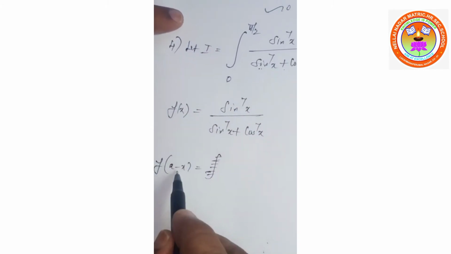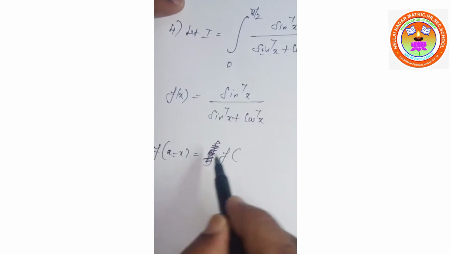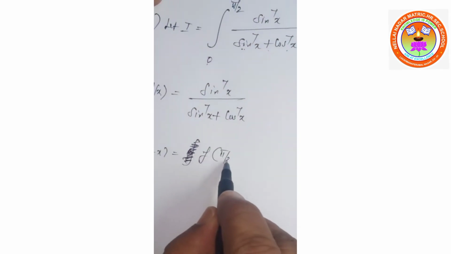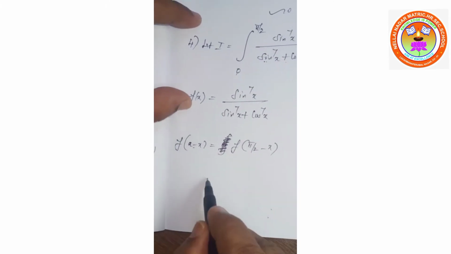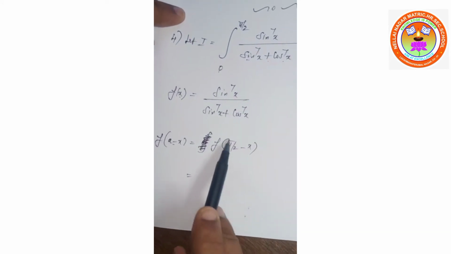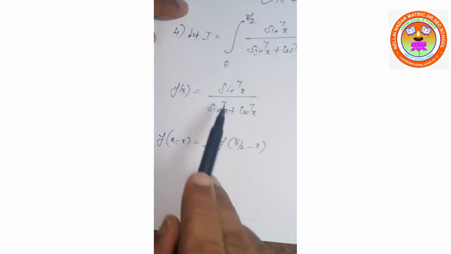Instead of x, here a minus x. So f of a, which one is a? 0 to a, that is pi by 2 minus x. So you have to find out f of pi by 2 minus x. So which is inside the brackets? x. Here inside the brackets, pi by 2 minus x. So replace x by pi by 2 minus x.